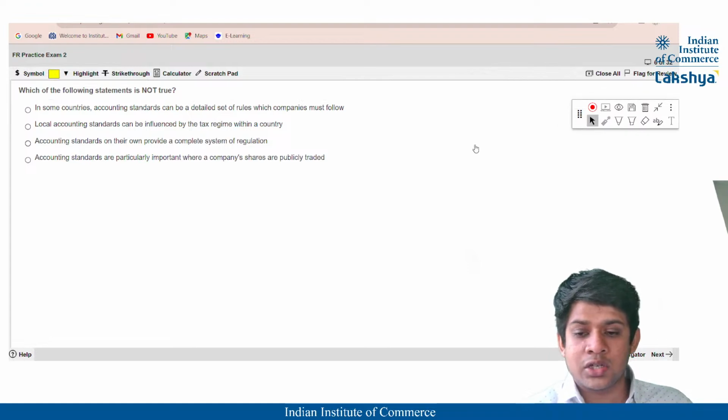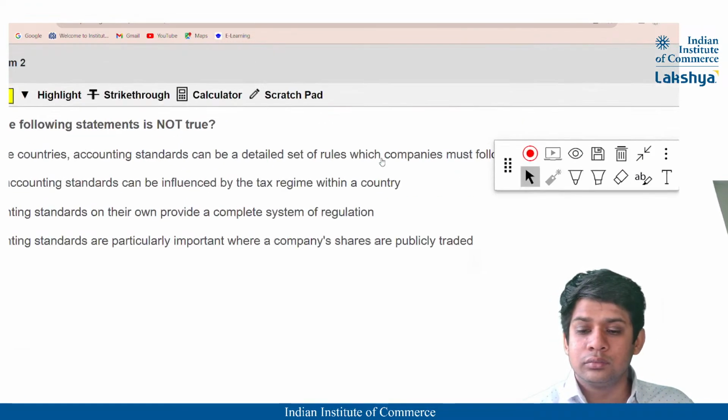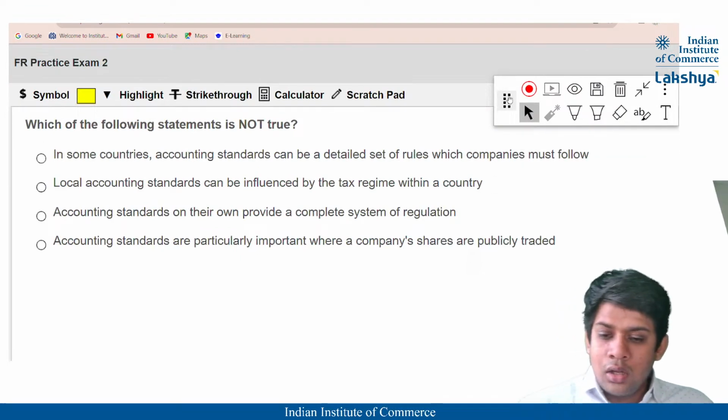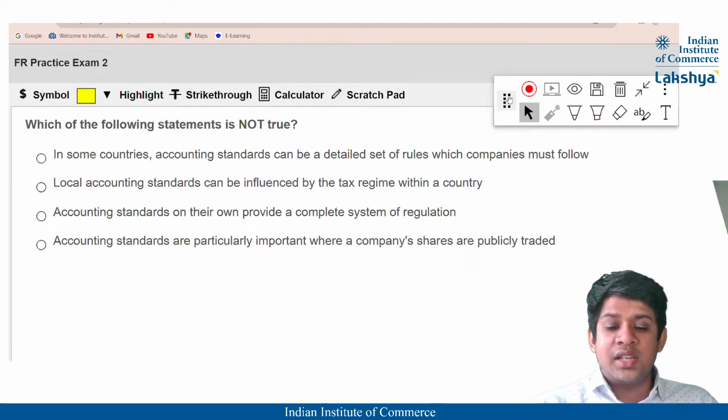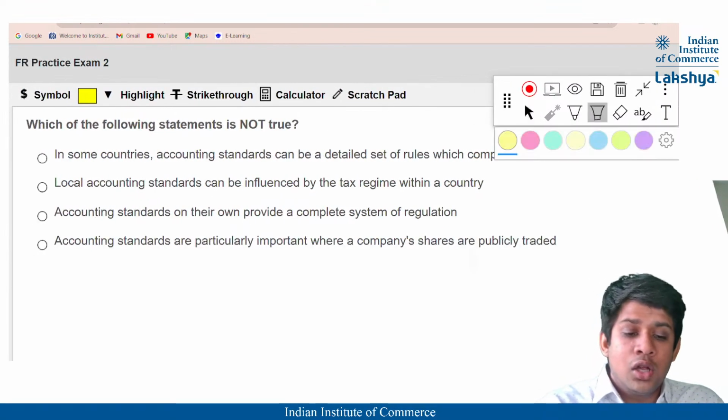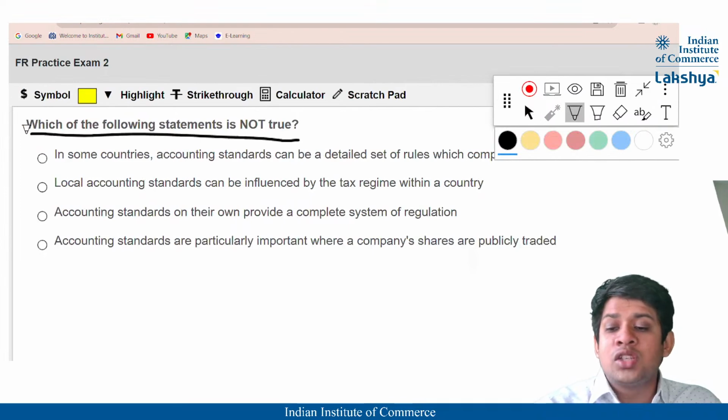Okay, moving on to the next question. Which of the following statements is not true? In some countries, accounting standards can be a detailed set of rules which companies must follow. Do you think this is not true? It is true. You have to identify the one which is not true, guys. Okay? You have to identify the one which is not.